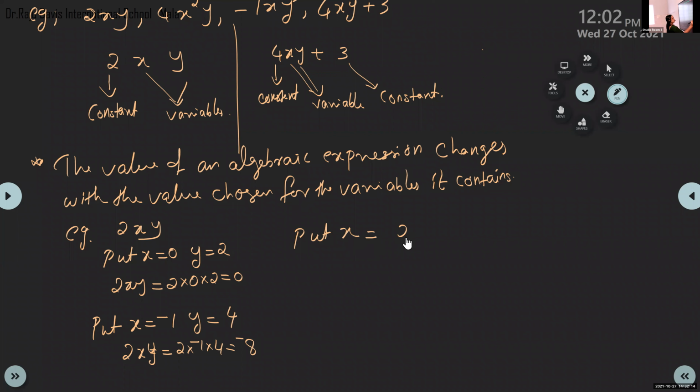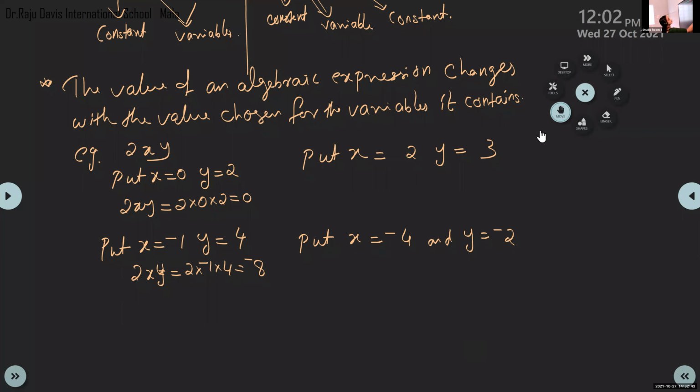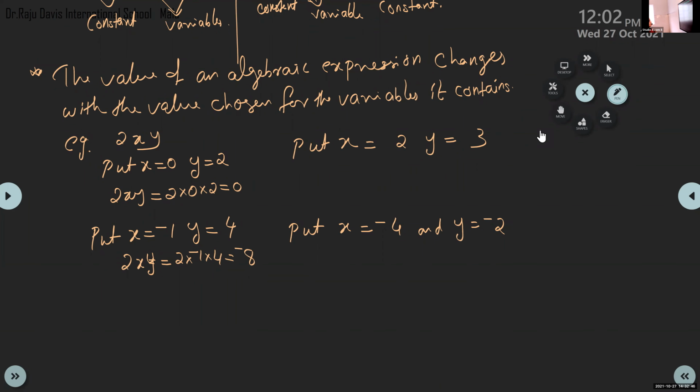Put x equal to 2 and y equal to 3. Find the value of 2xy. Put x equal to -4 and y equal to -2. These two values you can find. When x equal to 2, y equal to 3 and x equal to -4, y equal to -2, find the values. Here it is 0, here -8. Find out the other two cases.